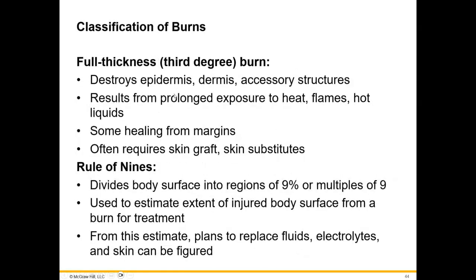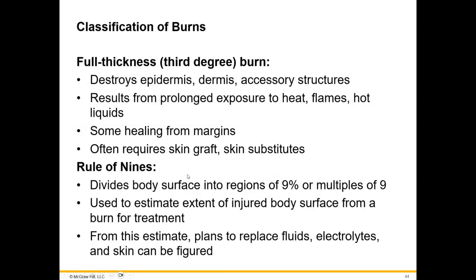Okay, full thickness or third-degree burns. This destroys the epidermis, the dermis, and accessory structures. It results from prolonged exposure to heat, flames, and hot liquids. Some healing may occur at the margins, but it often requires skin grafts or skin substitutes.